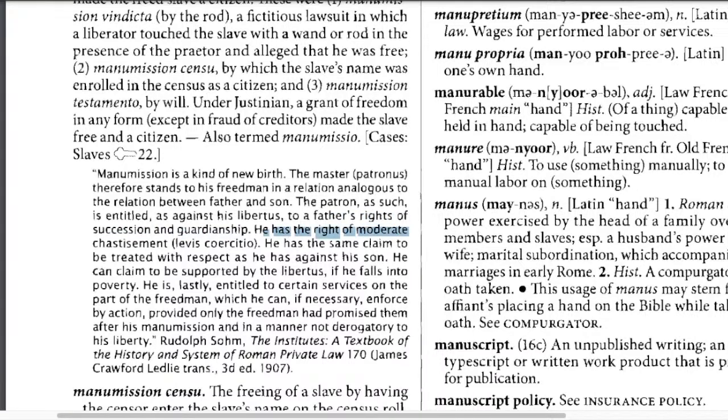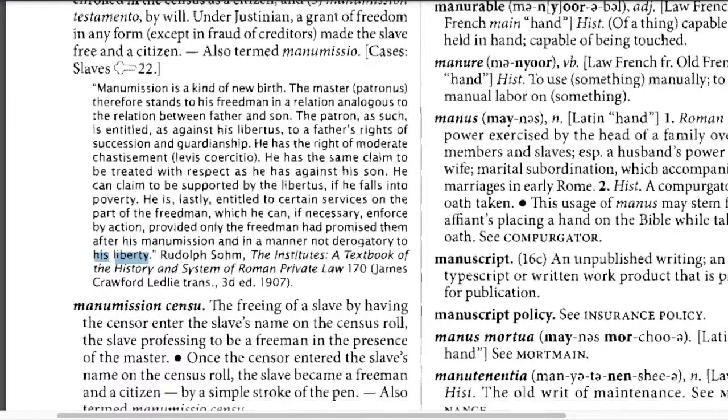He has a right of moderate chastisement, levis coercitio. He has the same claim to be treated with respect as he has against his son. He could claim to be supported by the libertus if he falls into poverty. He is, lastly, entitled to certain services on the part of the freedman, which he can, if necessary, enforce by action, provided only the freedman has promised them after his manumission and in a manner not derogatory to his liberty.